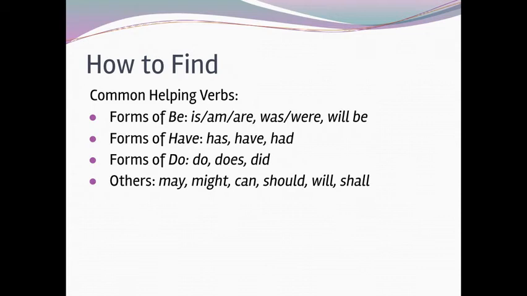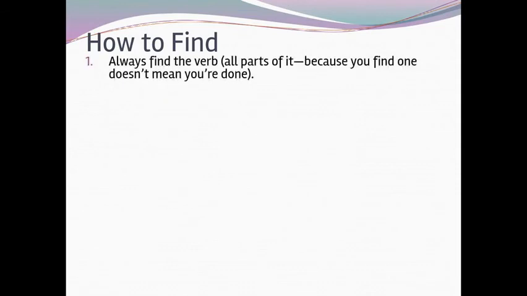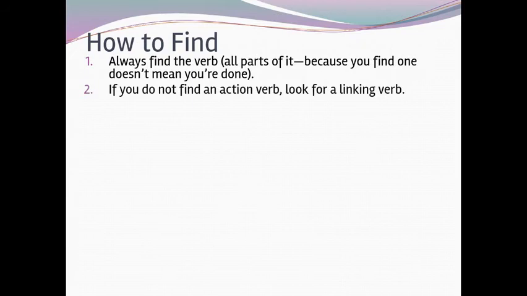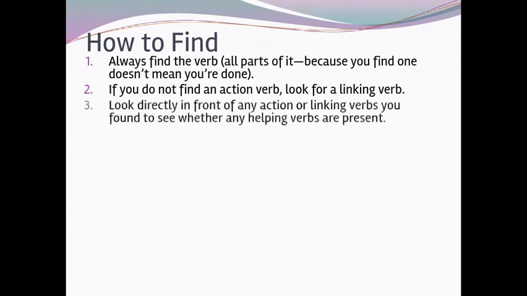If we go back to what we already know, if we know how to find action verbs and linking verbs, then we're going to find those and look both before and after them to see if there are other verbs nearby. That is why our first step always is to find the verb, all parts of it, because just because you find one doesn't mean you're done. If you don't find an action verb, look for a linking verb. These notes should look familiar because you saw them in an earlier lesson. Action verbs are more familiar, more common, more comfortable for us to locate, so we're going to look for those first. If we don't find them, then we'll look for a linking verb.